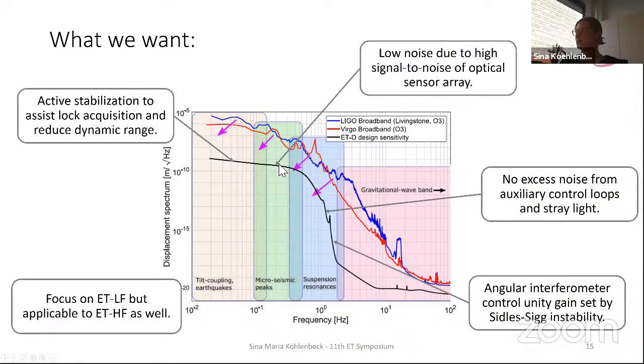There our optical sensors have their peak signal to noise ratio, and we hope that we can then efficiently reduce the seismic noise. And in the region where the super attenuator passive isolation takes over, there we hope that we reduce all these excess noises from the auxiliary control loops as well as the stray light. And at even higher frequencies, we hope that the angular interferometer control bandwidth loops can be reduced, due to the lower input motion into these stabilization loops.